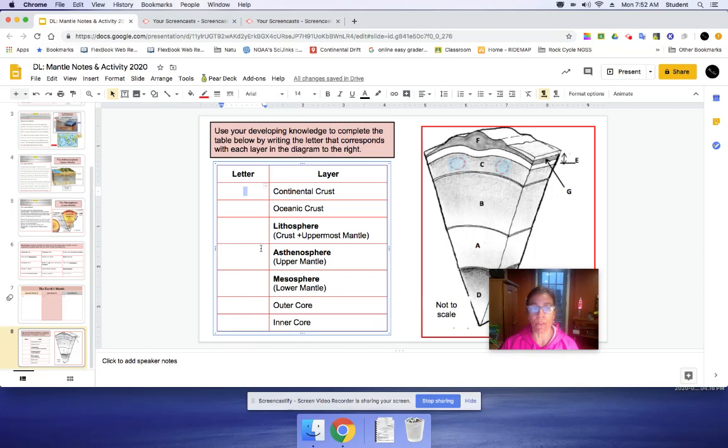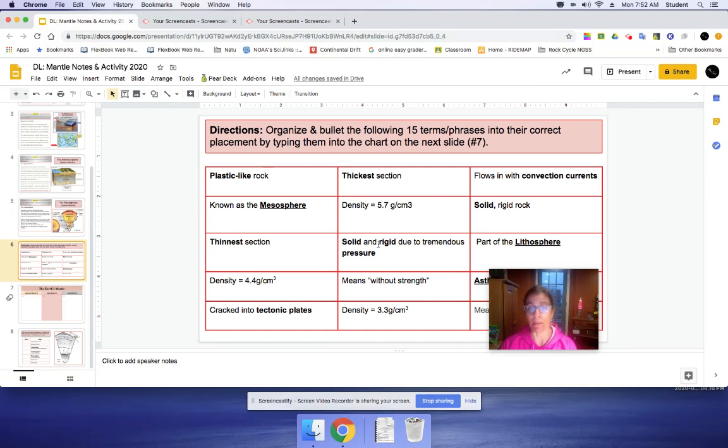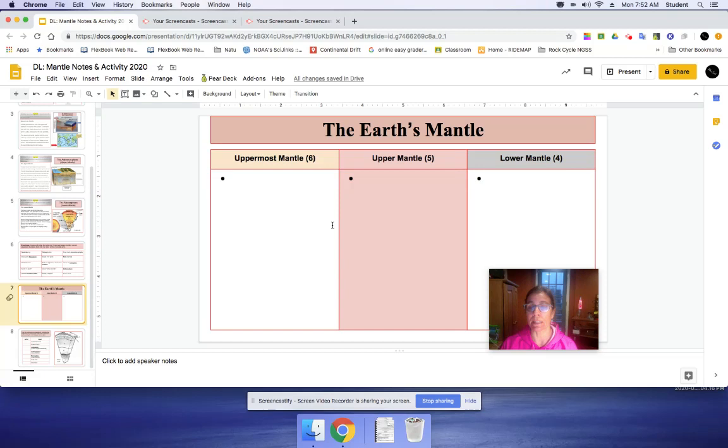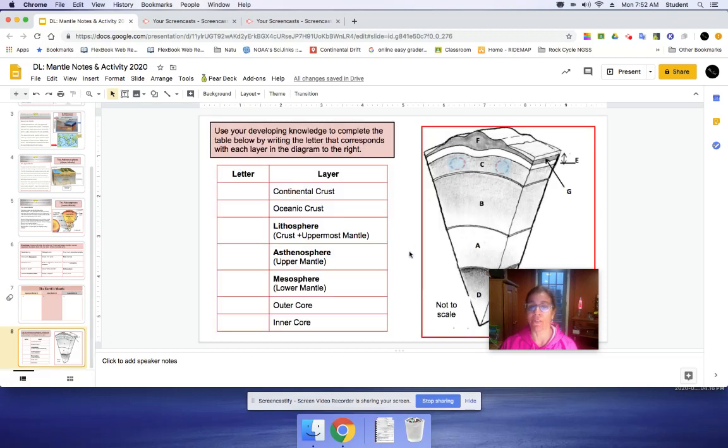So as a review, you're going to learn a little bit more in detail about the very important section of our planet called the mantle today. I would like for you to read and highlight the background, organize words and phrases. Those words and phrases come right from the background reading, just as I did in the crust. Organize these into the chart, and then finally label the cross-section of the planet with the appropriate letter that corresponds to each layer.